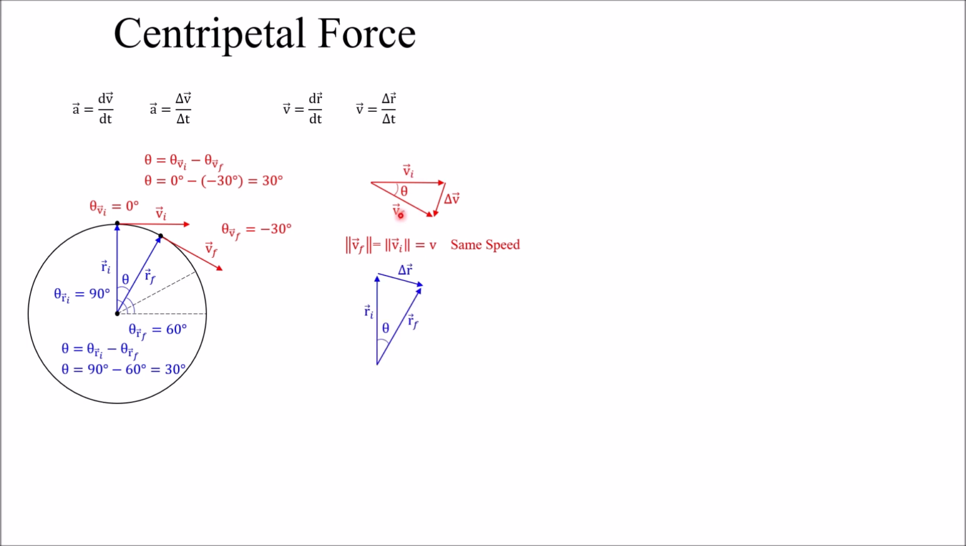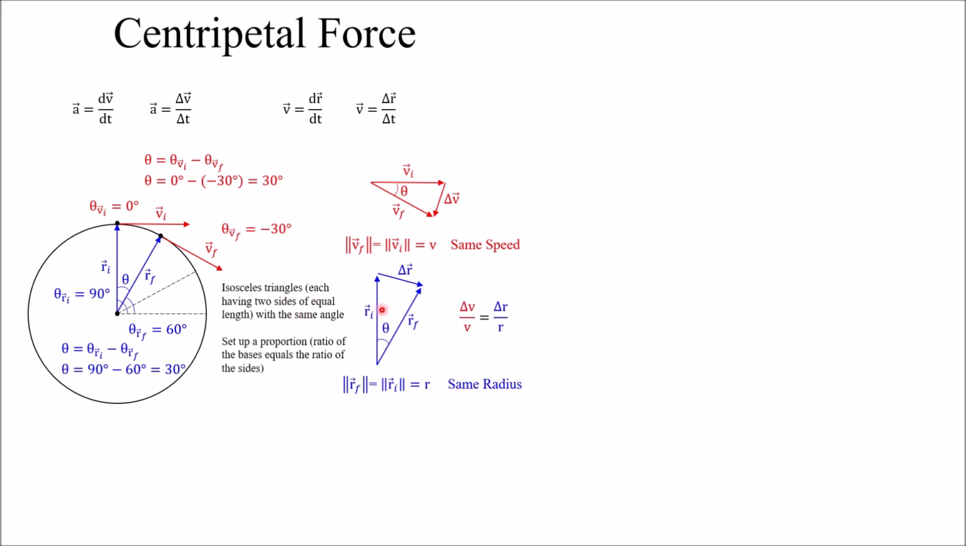and so we'll just call that v. And then let's look at our position, and we have some displacement here, initial to final, and we can basically say that that's the same in terms of magnitude as well, because it's the radius of a circle, and so those magnitudes will be the same because it's the radius. And now we can use this idea of isosceles triangles, which means they have two sides of equal lengths and we have the same angle, and we can set up a proportion, which is basically setting two ratios equal to each other, and so the ratio of the bases equals the ratio of the sides.